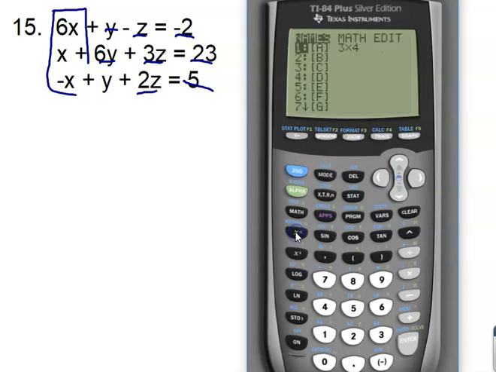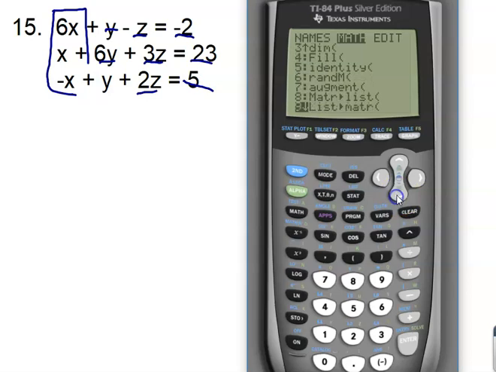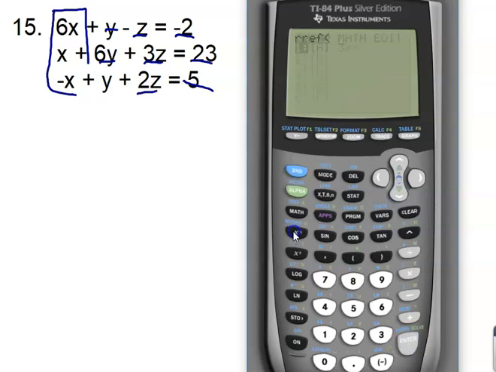Then you want to go back in and go to the second tab, okay? So we have the names, the math, the edit. We go back to the second tab. We go down to our ref. Click enter. Now we go back into the matrix and click on the A. Then we can click enter. So now we have our answers for X, Y, and Z. Okay? So what that means is that my X is going to equal -1, my Y is going to equal 4, and my Z is going to equal 0.